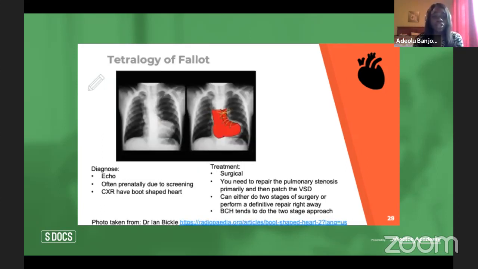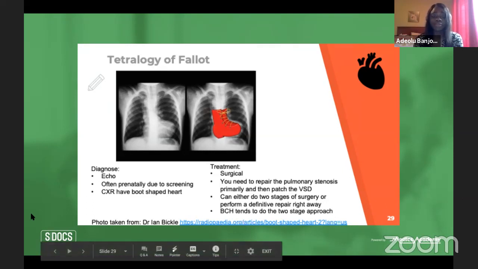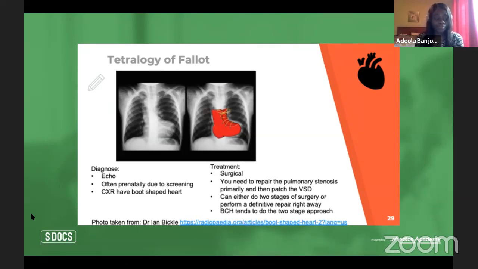So to diagnose the Tetralogy of Fallot, the definitive diagnosis would be using an echo. And this is another form of congenital heart disease, which is often diagnosed prenatally due to all the screening that should occur prenatally. So at the 20-week fetal anomaly screen, it should be ideally diagnosed then. And also on a chest X-ray, these patients would have a boot-shaped heart, which you can see in the image on the screen.